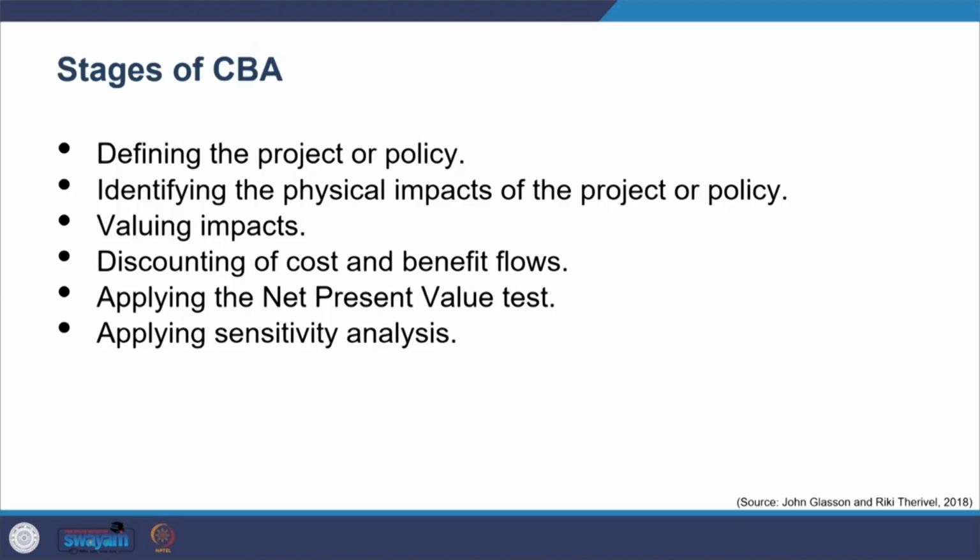There are certain stages to cost benefit analysis. You define the project, then you identify the physical impacts of the project or the policy, and then you value the impacts, you assign value to the impacts, and then you also do the discounting of the cost and benefit flow. So you see how those costs will be discounted, and then what kind of benefits will come, and then you look at the net present value, like what's the value today and what benefits we will get in future. And then you also look at the sensitivity analysis.